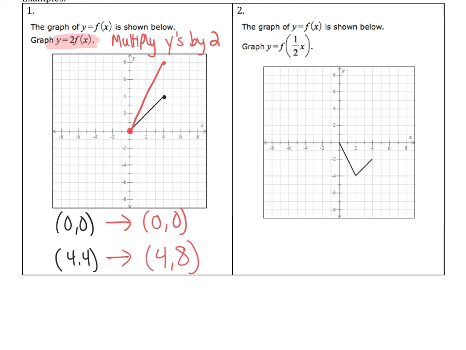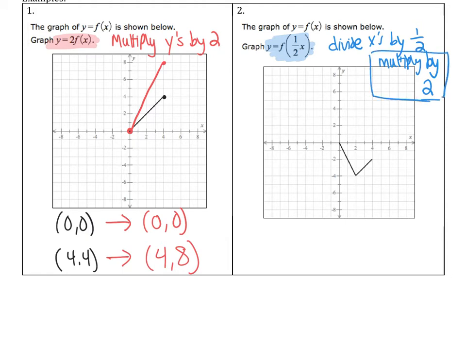Notice in my next example, I first have to write down my points, but do notice that what they want us to do now is divide the x's by 1/2. Because remember, it's the opposite, so you're going to divide the x's by 1/2. But remember, you can't divide by a fraction. So this is the same thing as multiplying by the flip, and the flip of 1 over 2 is 2 over 1, which is just 2. So what we're really going to do here is multiply the x's by 2.